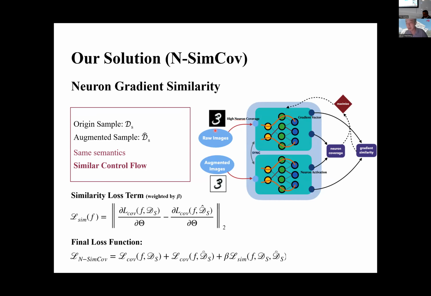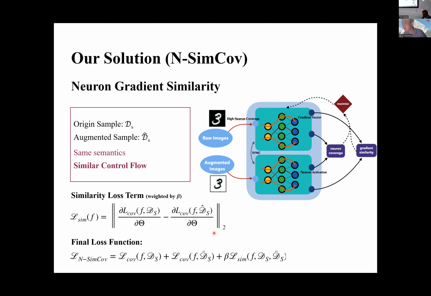What we do here is to consider two samples, the original sample as well as the augmented sample. Our assumption is as long as they have the same semantics, they should have similar control flow, which leads to a similar loss term based on the gradient.